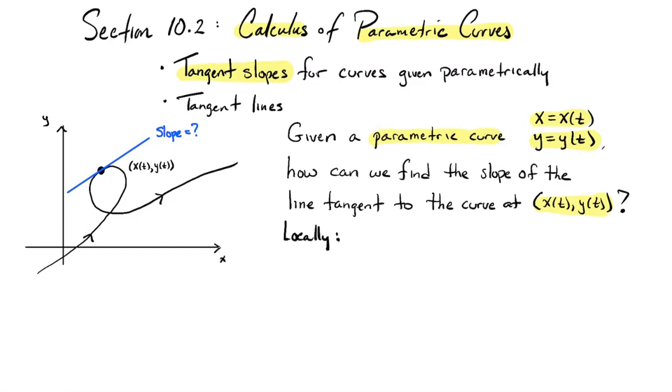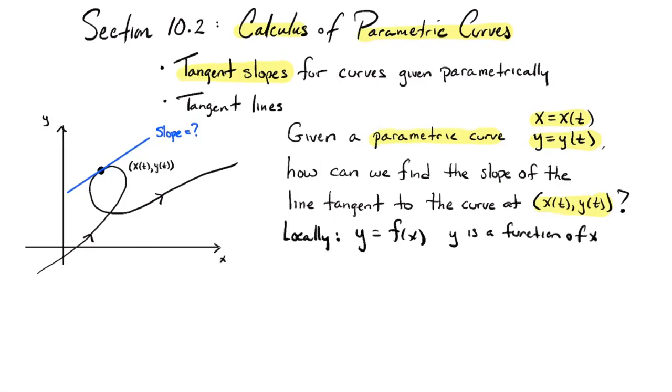Let me explain what I mean by that. I'm going to say that locally, in a small neighborhood around that point, I can think that y is some function of x. I'm just going to call the function f of x. I don't have a formula for it, and I don't need one. But locally, y is some function of x.